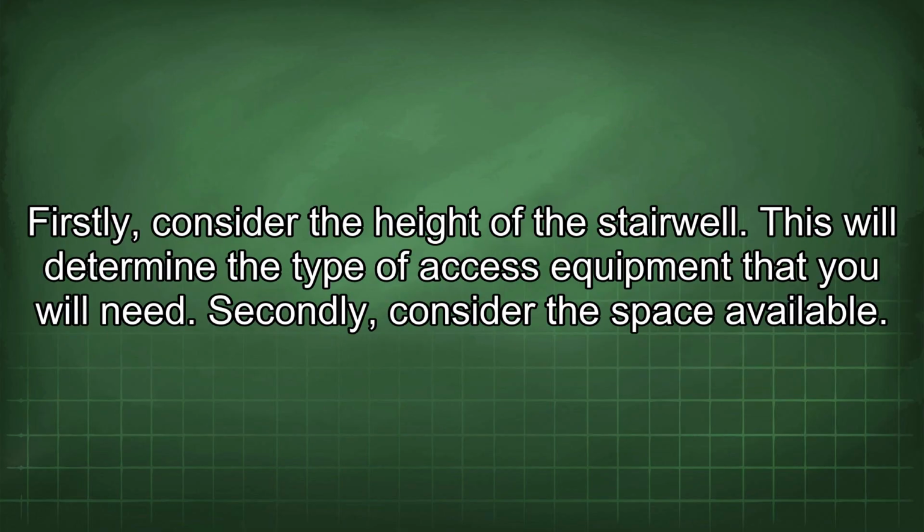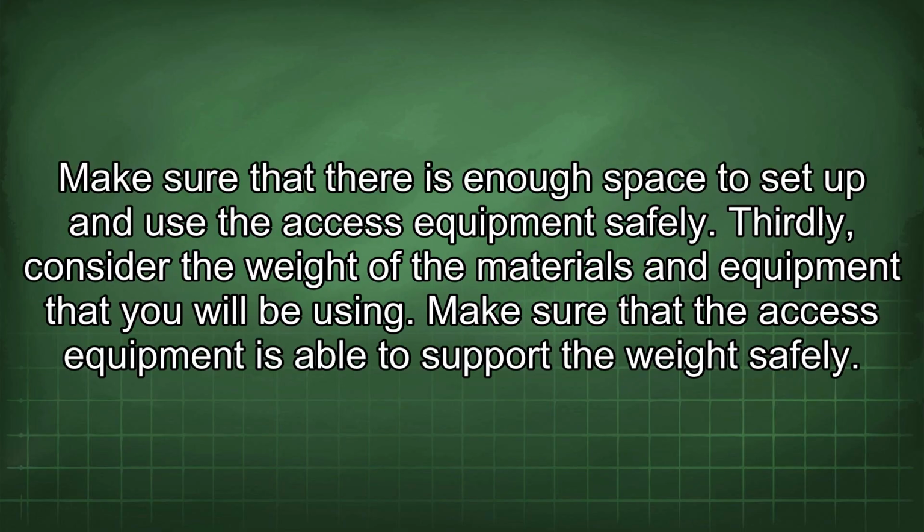Firstly, consider the height of the stairwell. This will determine the type of access equipment that you will need. Secondly, consider the space available. Make sure that there is enough space to set up and use the access equipment safely. Thirdly, consider the weight of the materials and equipment that you will be using. Make sure that the access equipment is able to support the weight safely.